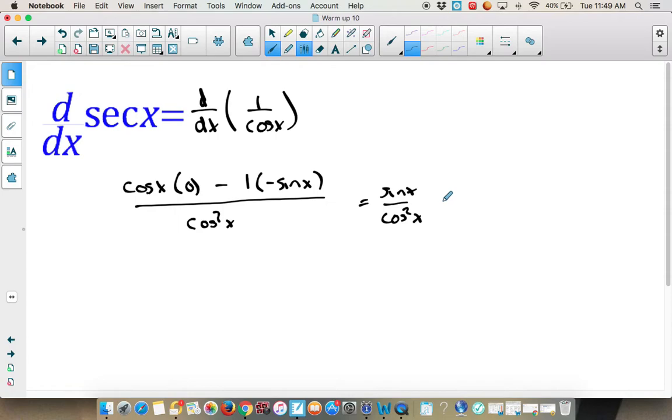Now we're going to do a weird thing with simplifying. This is sine x over cosine x, which simplifies. We're going to combine those two, and then that's 1 over cosine x. So that ends up being tangent x secant x.